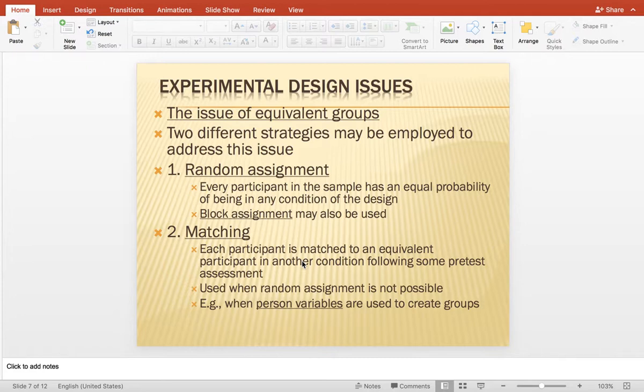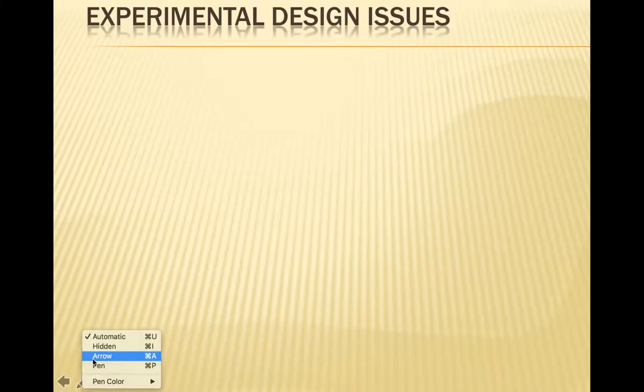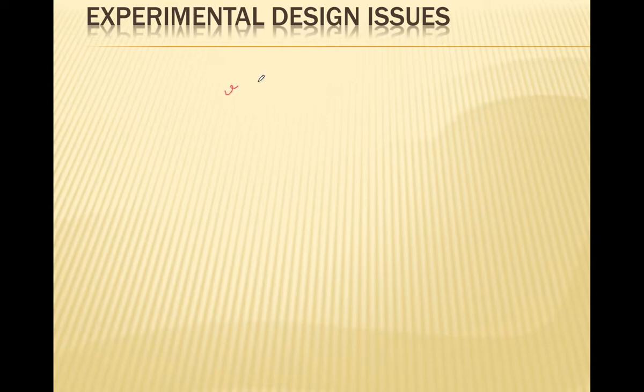Perfect. Now, the second way that we can alleviate this issue of equivalent groups is by what we call matching. Matching is actually a really interesting procedure that we use in some instances. And the way that we actually do matching is in the following way. So give me 1 second here, just so that I can draw a little bit. Okay, everyone can see my screen, right? Am I drawing? Okay, good.